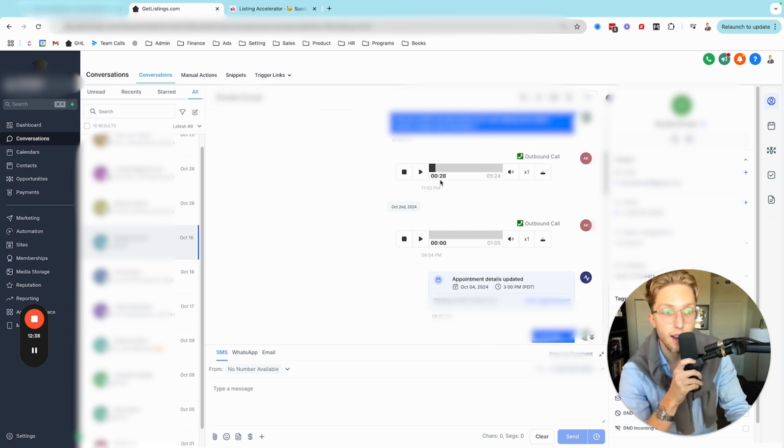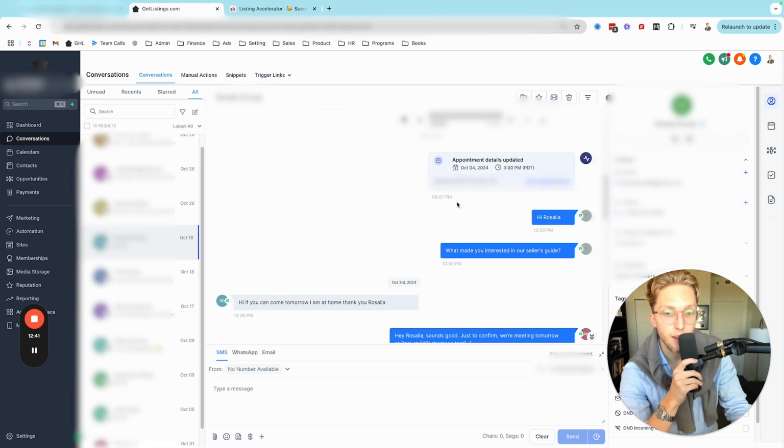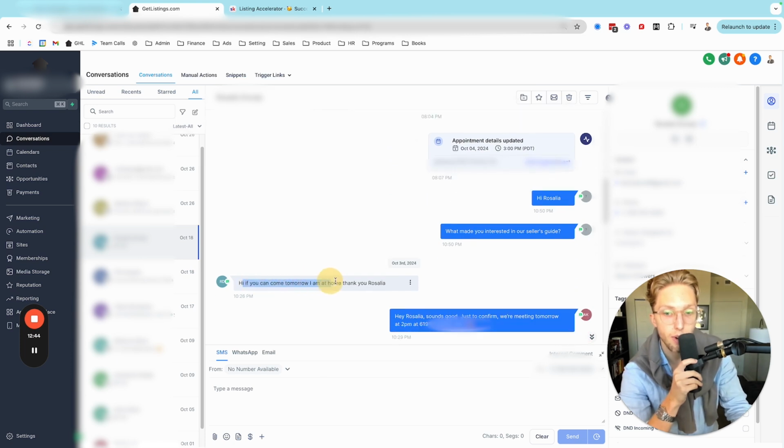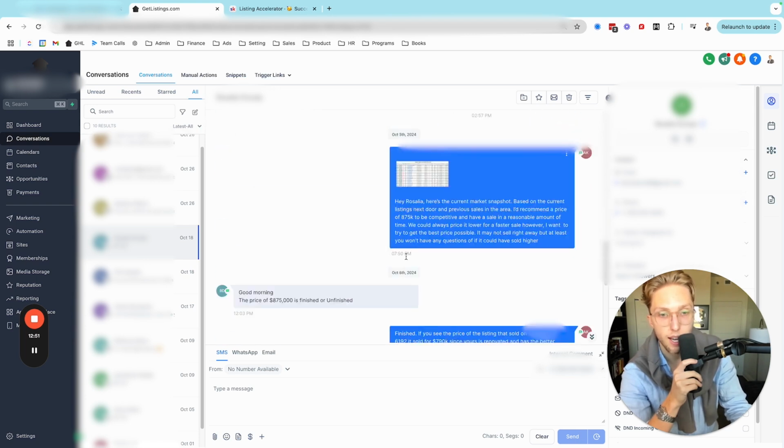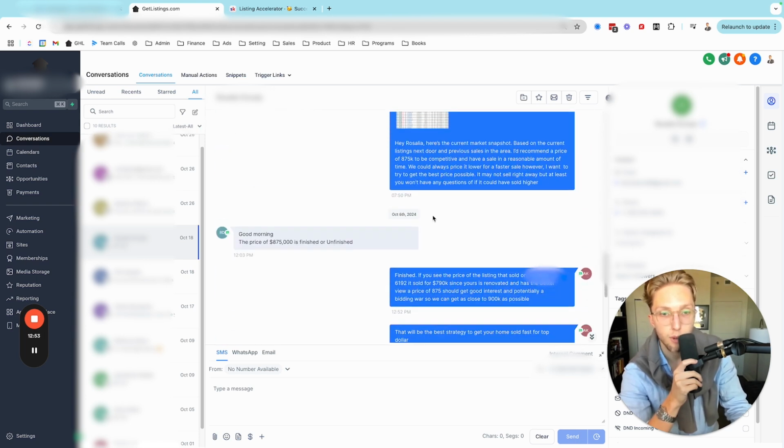Planning to sell the house, right? There you go, right there. And then she said, if you can come tomorrow, I am at home. So another listing appointment, right? At 2 p.m. tomorrow, and then we confirmed the address. There you go. Send some more market updates.